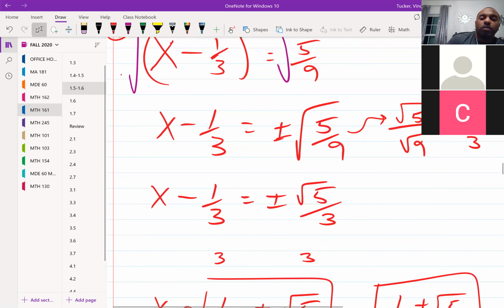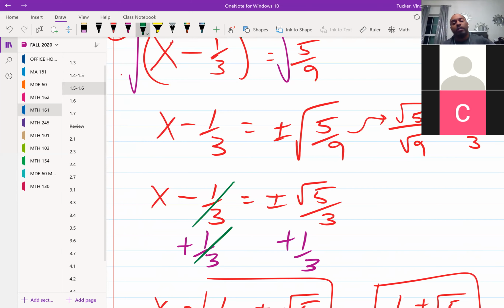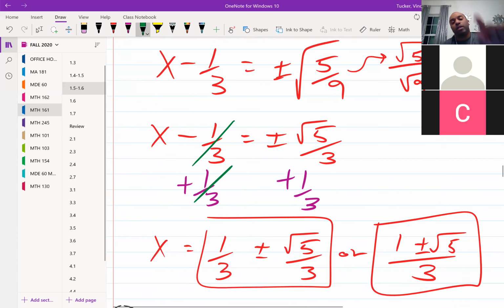All right, so then we look to finish it off by adding 1/3 to both sides. 1/3 is canceled on the left. Then on the right, we can't add it completely together because of that square root of 5. So that'd be 1/3 plus or minus square root of 5 over 3. Or if you want to put them together because you have this common denominator of 3, you can do 1 plus or minus square root of 5 over 3. So either one of those answers would be fine.